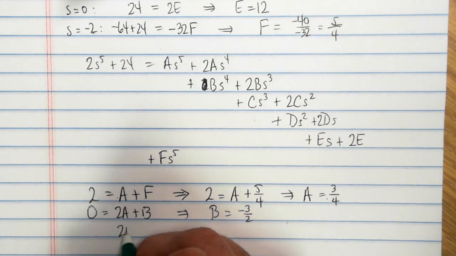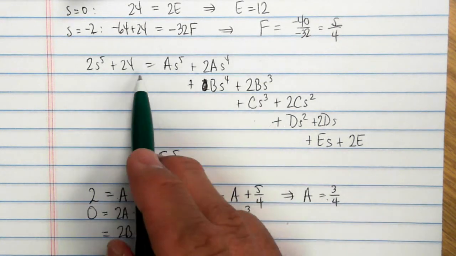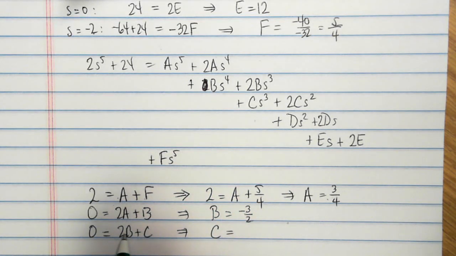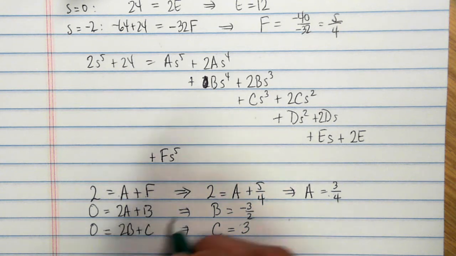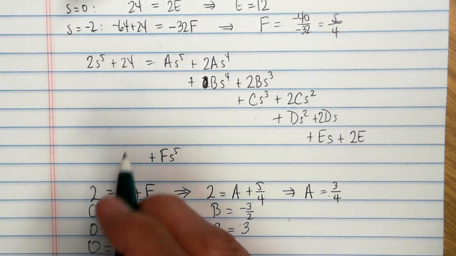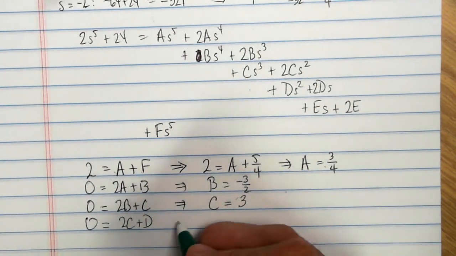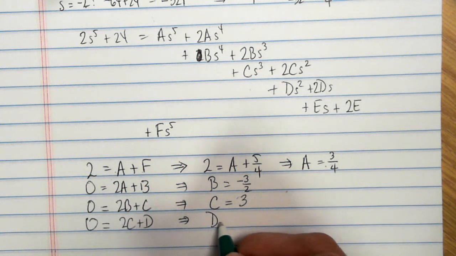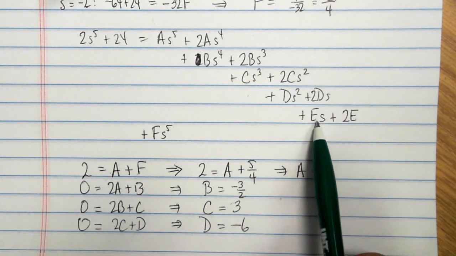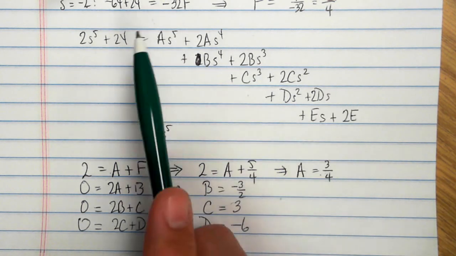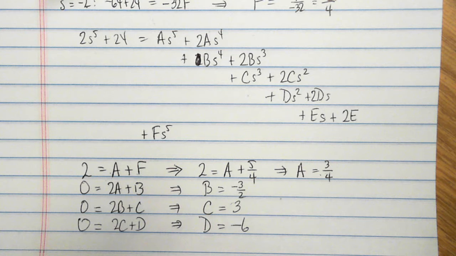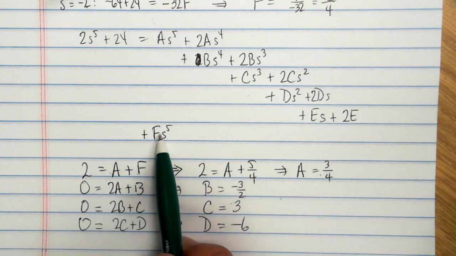Continuing this way, 2b plus c has to be equal to 0. So that means c will be equal to negative 2 times b, which will be plus 3. Then in this column, we have that 2c plus d equals 0 because there's no s squareds over here. And so that means d is equal to negative 2 times c, so d is equal to negative 6. Now we could continue to solve for e, but we've already done that. We found that e was equal to 12, and so we've got all the letters. We have found e and f already.